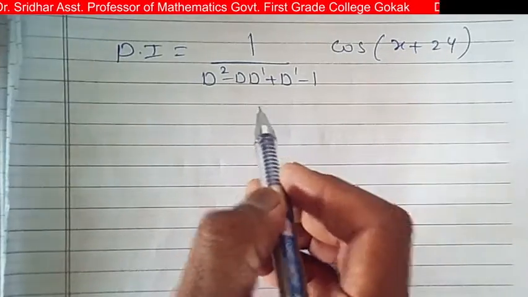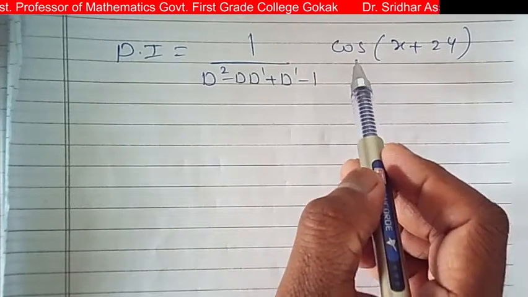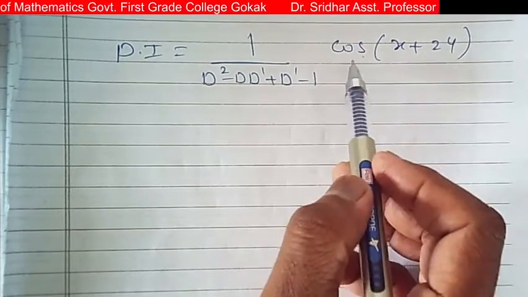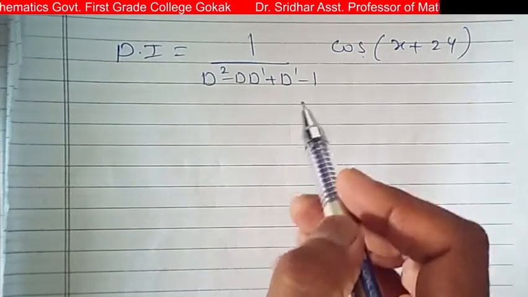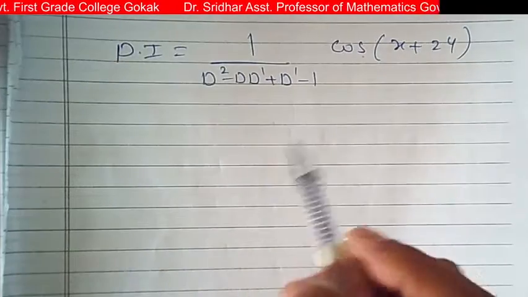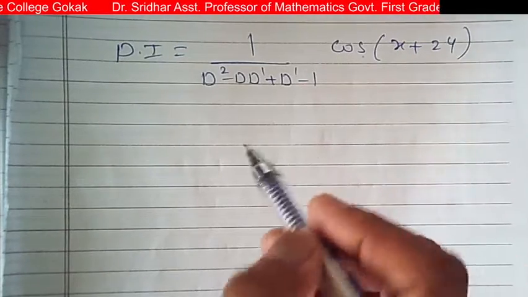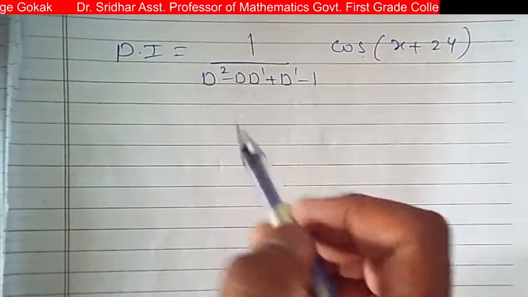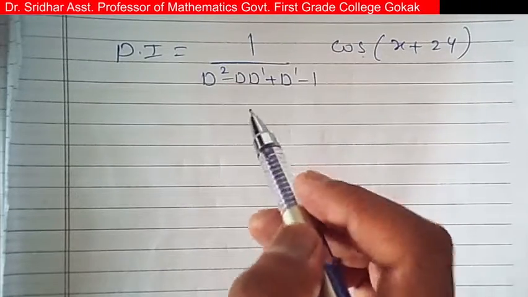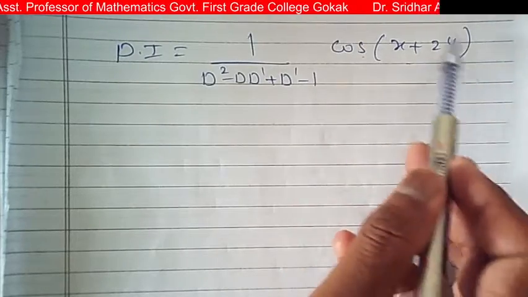Now in this case, according to the rule, if the function f of x y is cos of ax plus by or sin of ax plus by, in the last class I have given a presentation on these rules. So when f of x y is cos of ax plus by or sin of ax plus by, then how to find the particular integral. I have given that PPT, so just refer to that PPT. So now here this is cos of x plus 2y.